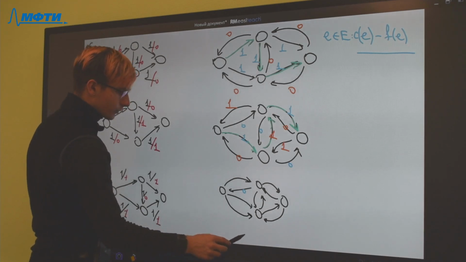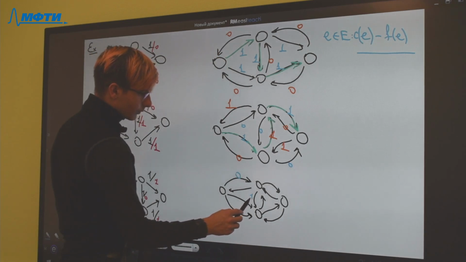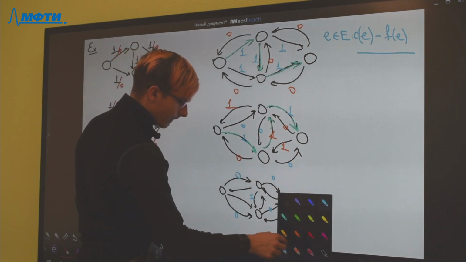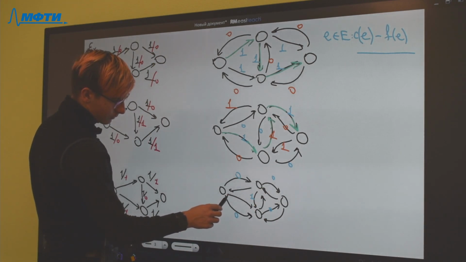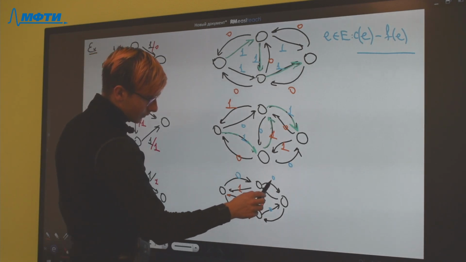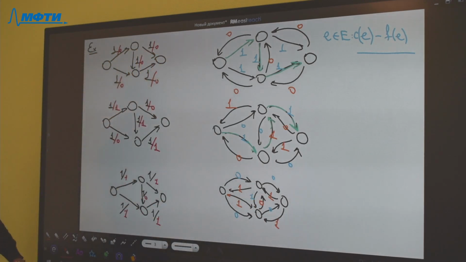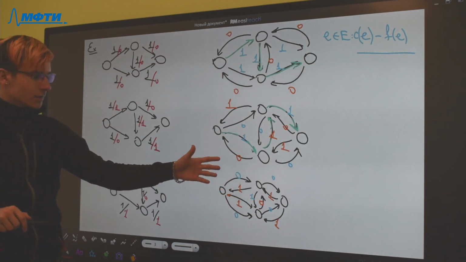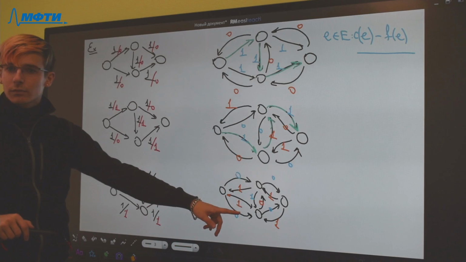Oh, nope. 0, 0, 1, 0, 0, and backwards edges, it's equal to 1, 1, 0, 1, and 1. And of course, if there are no capacities on the edges, we can say that we have the path from the source to the sink. Yeah?